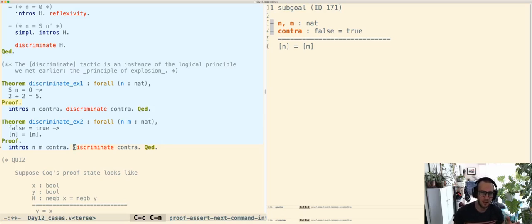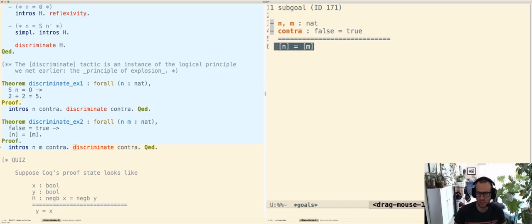And I want to make it clear that it sounds like having false things in your context is bad, right? Like maybe you're responsible, maybe something bad happened. Like here you have this goal that seems really hard to prove. Like we don't know anything about N and M. Why would these lists be equal? I don't know. But having something false in your context is reason to celebrate. It means you're done. You finished the proof.